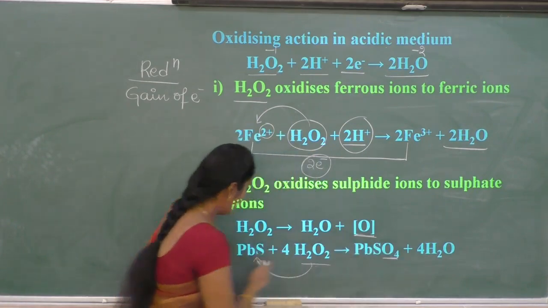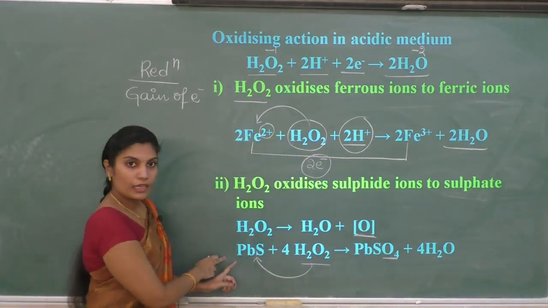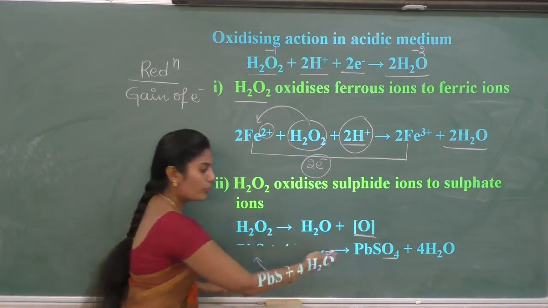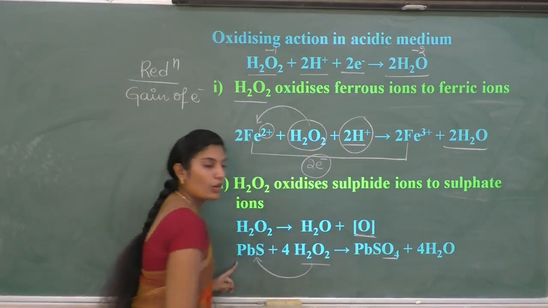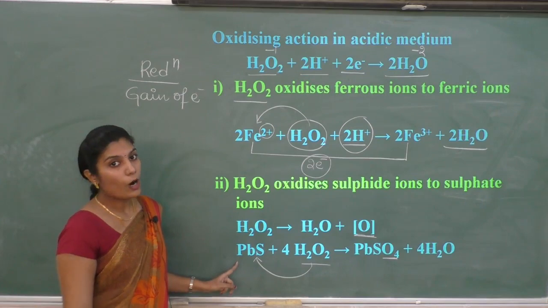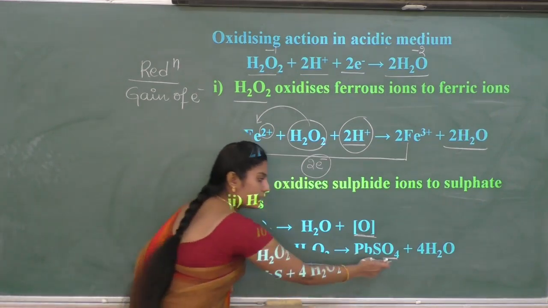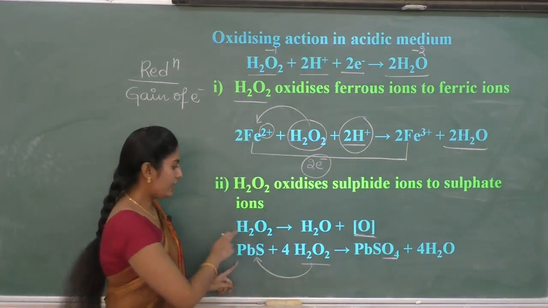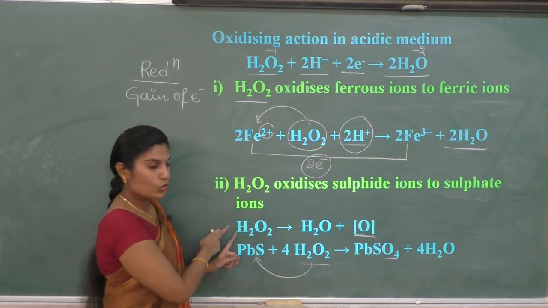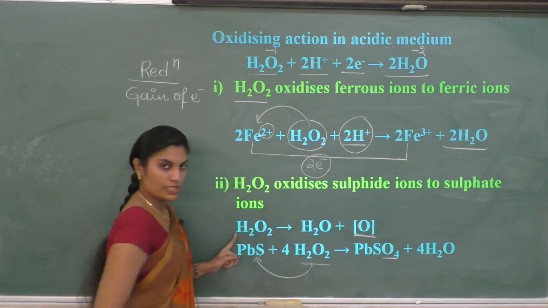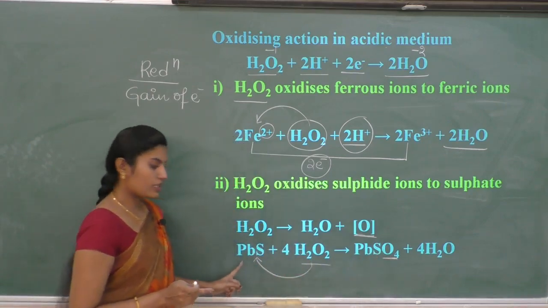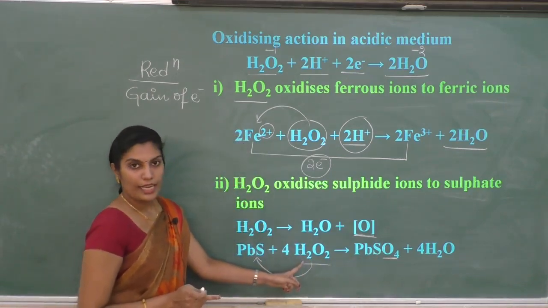What happens here? If you observe the reaction, lead sulfide PbS changes into PbSO4. Addition of oxygen is taking place. Addition of oxygen is nothing but oxidation. Where do we get this oxygen? This oxygen is from the hydrogen peroxide. One H2O2 gives one nascent oxygen. Totally we require 4 oxygen. Therefore, those 4 oxygen come from 4 H2O2.